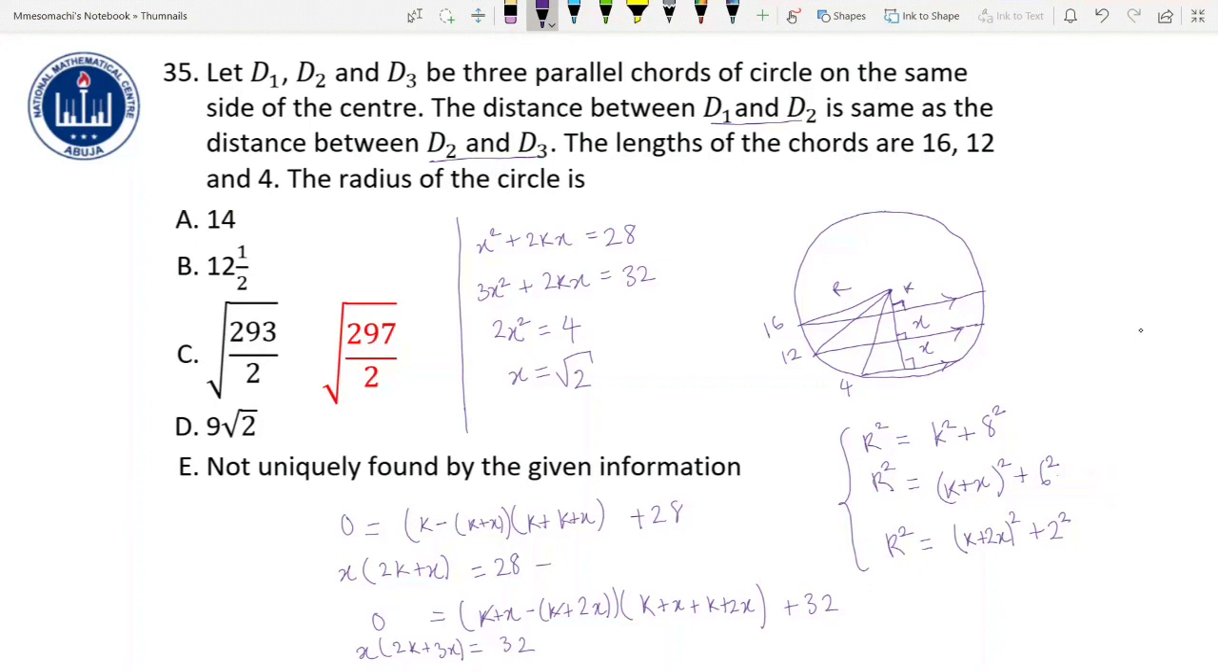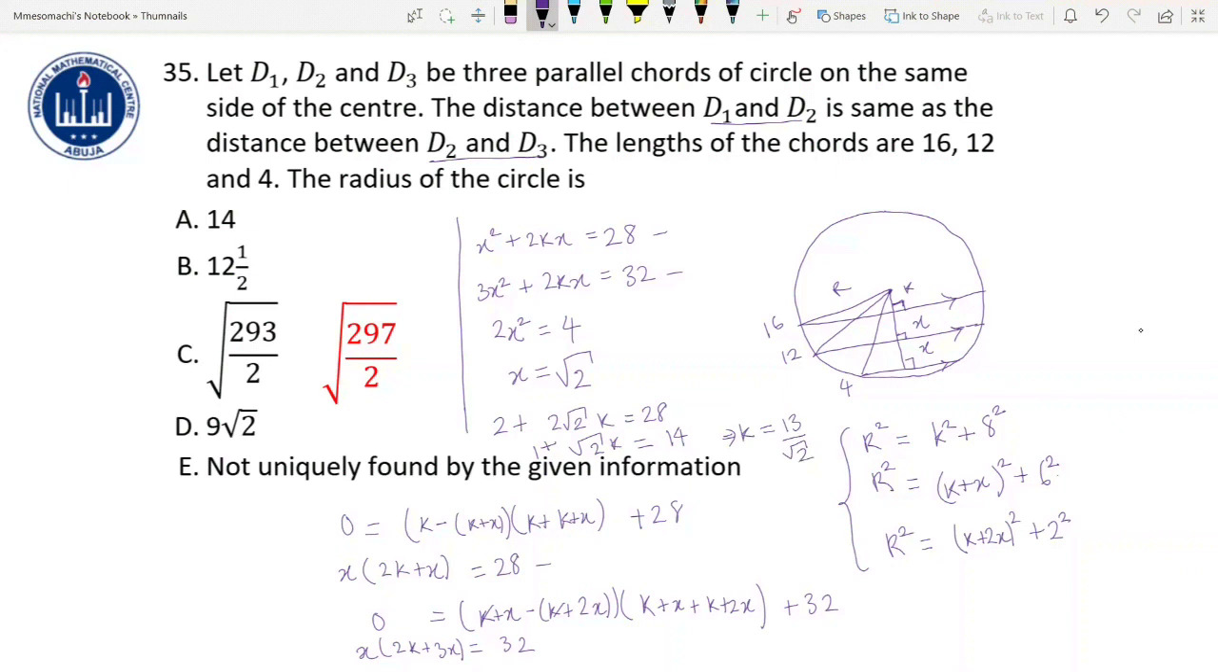Now we can take any of these equations. Let's say we take the first one. We have X squared plus 2KX equals 28. So we have 2 plus 2 root 2 K equals 28. This implies 1 plus root 2 K equals 14, so it implies that K is equal to 13 over root 2.